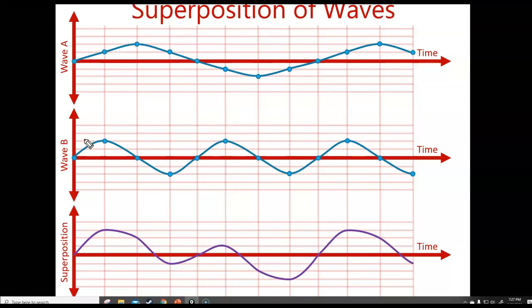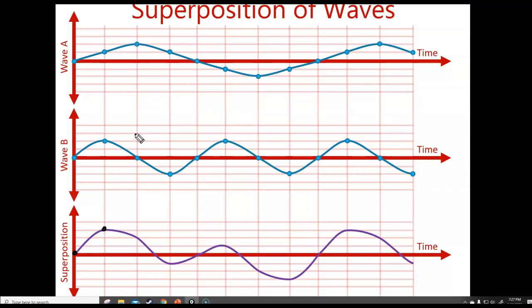So fundamentally what that means is if I take, for example, this first point, if I want to find the superposition of wave A and wave B, I would take this point that has a displacement of 0, this point that has a displacement of 0, and so my superposition would start with a displacement of 0. And then I would go to the next point. Wave A has a displacement of 1 right here. Wave B has a displacement of 2 right here. And so the superposition of those two would be 1 plus 2, which is 3. And so on and so forth.